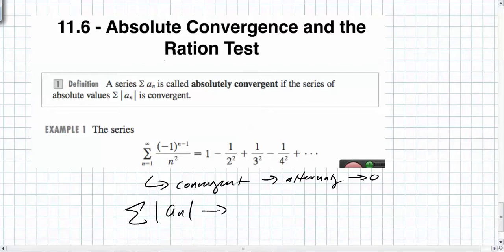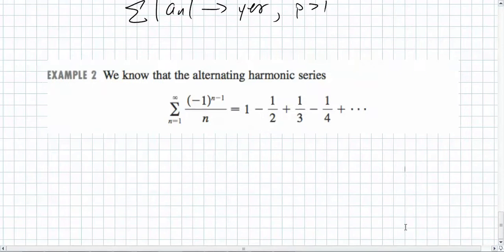What about 1 plus 1/4 plus 1/9 plus 1/16? Is that convergent? Yes, it is. Why? What kind of series is it? It's a p series. Yes, because p is greater than 1. Remember the p series? The sum of 1 over n to the p converges if p is greater than 1.